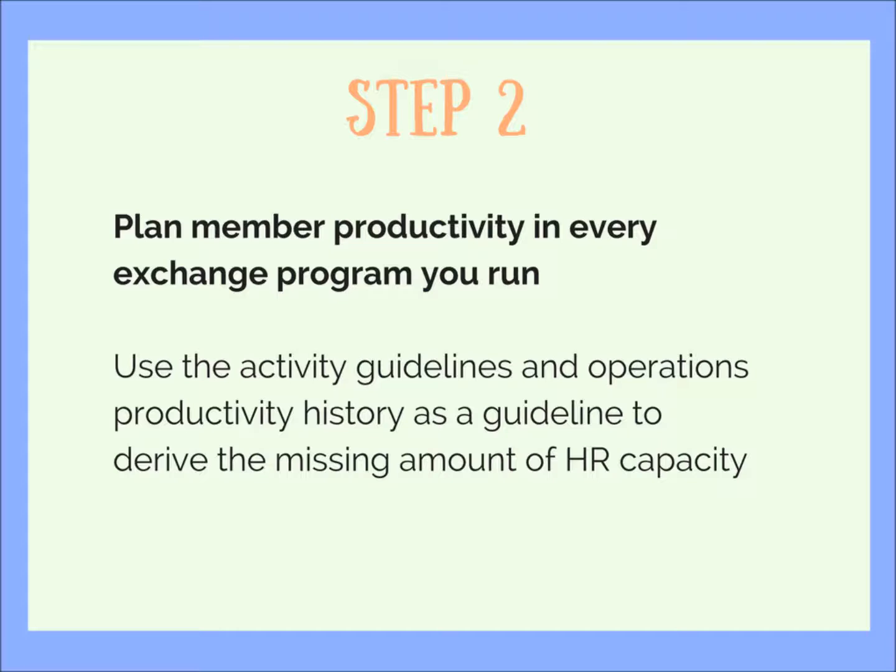So for example, if you're planning an OGV with 20 matches and you're in tier 5, you're looking at the activity guideline in tier 5, where member productivity of 4 matches per semester is recommended. If you have 1 member in OGV left, that means that you need to recruit 4 more members for OGV in the first semester. You can compare it to the productivity history to see if 4 matches per member have indeed been the case in the past.